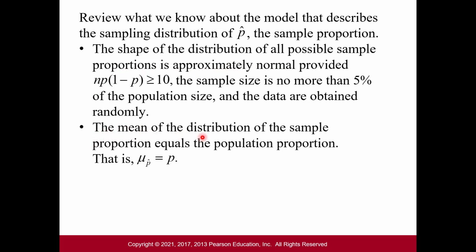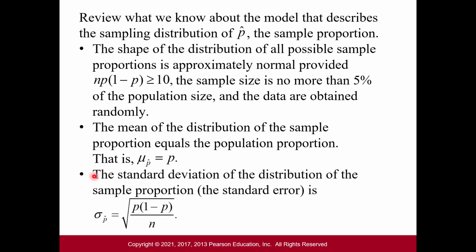Also, we learned that the mean of the distribution of the sample proportion is actually just equal to our population proportion. So p, our population proportion, is the mean of our sample proportions. And then also we learned that the standard deviation of the distribution of our sample proportion, which also was called the standard error, can be found using this calculation. So sigma sub p hat is the square root of p times its complement divided by n.